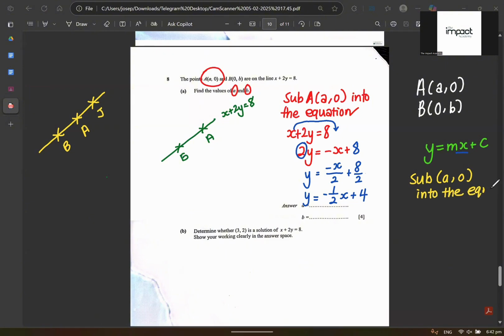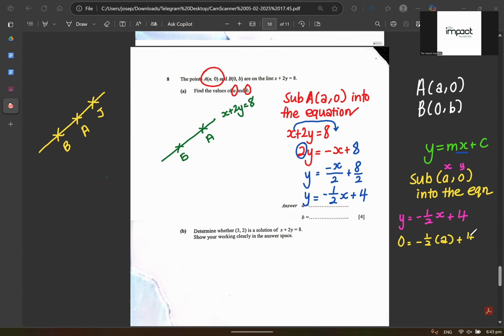Agree or disagree? What's the equation? So what is this? This is your x and this is your y. True? y equals to negative half x plus 4. We write all of these things down first. Okay? And then after that, we're going to say y is what? 0, right? So 0 equals negative half, bracket a, plus 4.